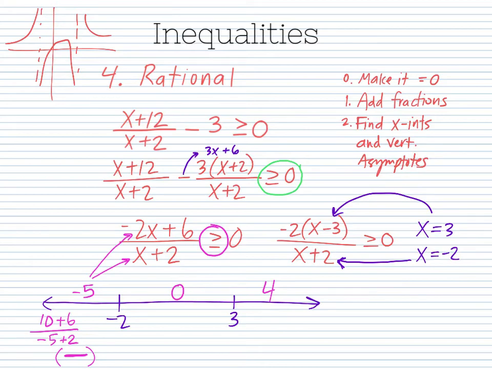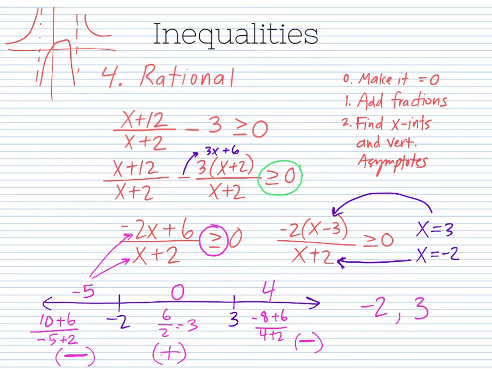So what about 0? You plug in 0, you get 6 over 2, or 3, which is greater than 0. So yeah, we've got plus here. So this is going to be part of our answer. And usually these will alternate plus, minus, but not necessarily. So let's check 4. If you plug in 4, you get negative 8 plus 6 over 4 plus 2. That's negative 2 over 6. Yeah, that's negative. So out of my 3 chunks of the number line, where did I get a positive result? Only between negative 2 and 3.